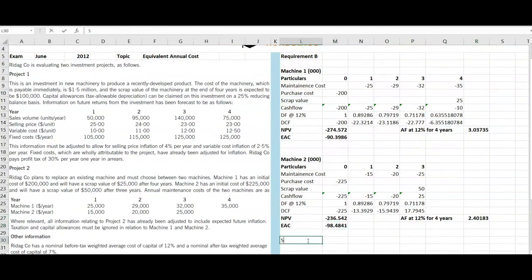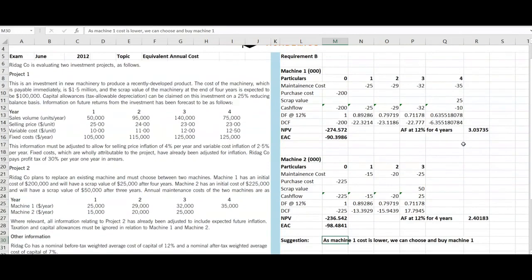And we can now give the suggestion. The suggestion will be whichever cost is lower. Machine 1 cost is lower. So as machine 1 cost is lower, we can choose and buy machine 1. So that is about the choice being made.